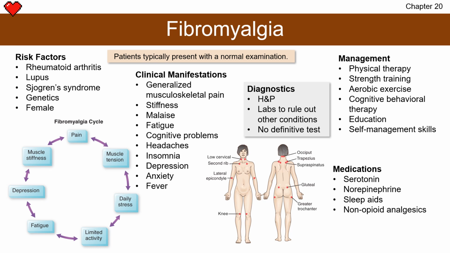So on to clinical manifestations, you see that generalized musculoskeletal pain. So if a patient comes into the doctor's office and they say, well, I just have muscle pain, that can mean so many different things. So often it takes a long time for patients to be diagnosed with fibromyalgia. Other signs would be stiffness, malaise, which is just not feeling well, fatigue, again, those cognitive problems, difficulty concentrating, difficulty focusing, headaches, trouble sleeping, depression, anxiety, fever.